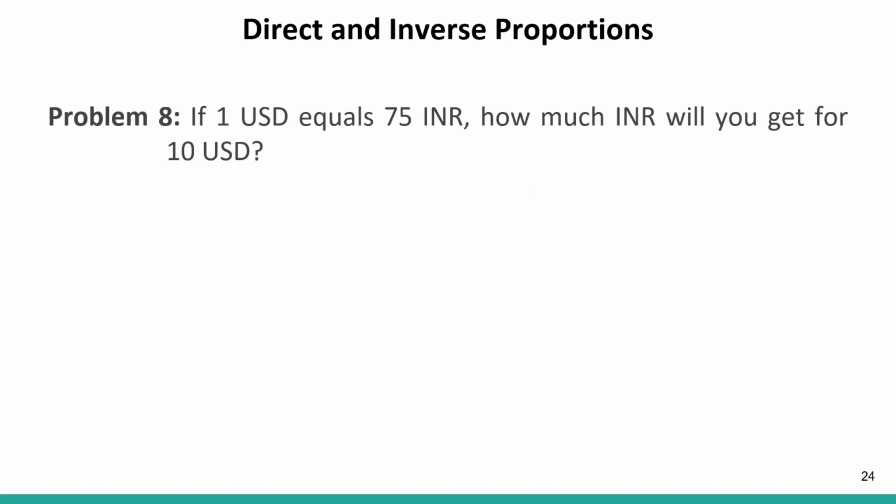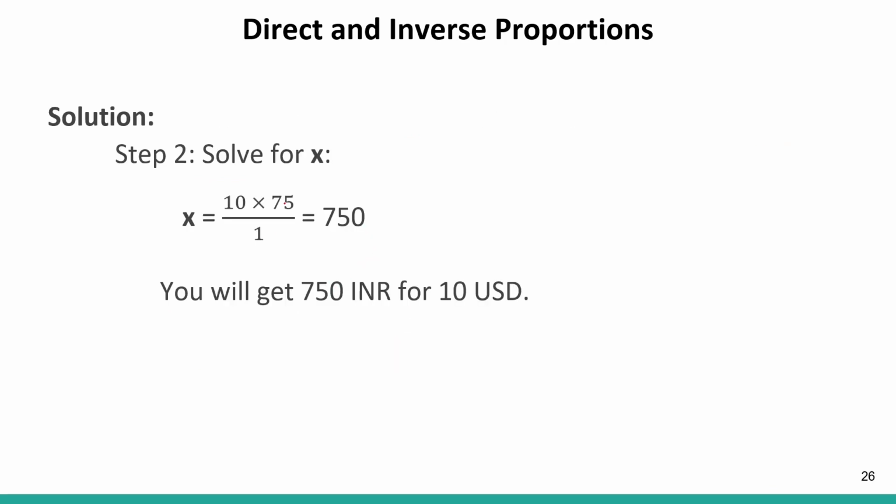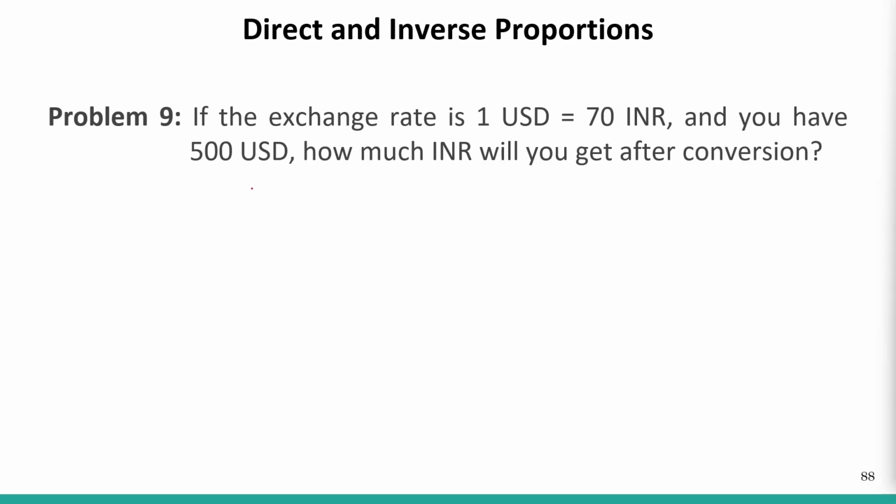If $1 is equal to 75 Indian rupees, then how much INR will you get for 10 USD? So setting up the proportion, 1:75 is equal to 10:X. So X will be what? 10 into 75 by 1 is equal to 750. Okay, so you will be getting 750 rupees for 10 US dollars. So let's see problem number 9.